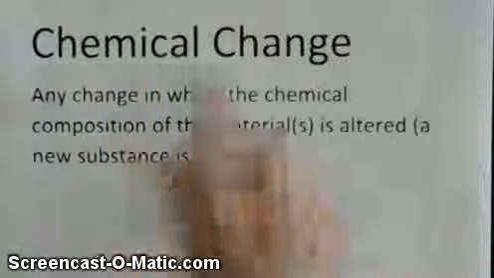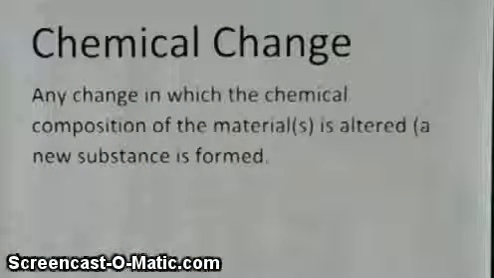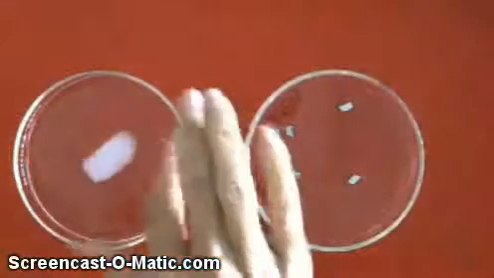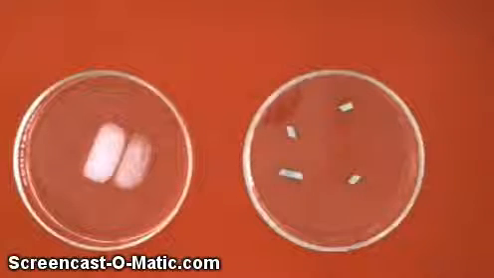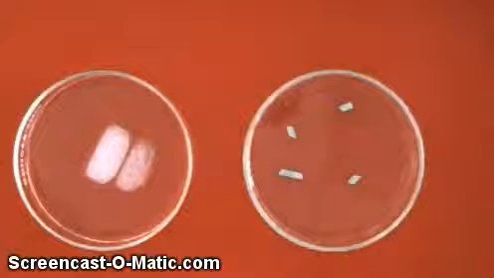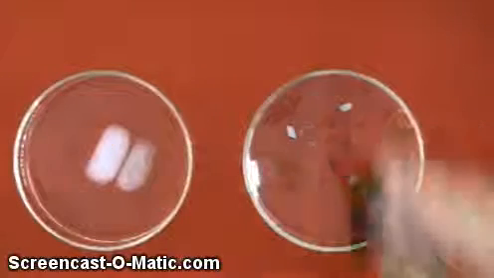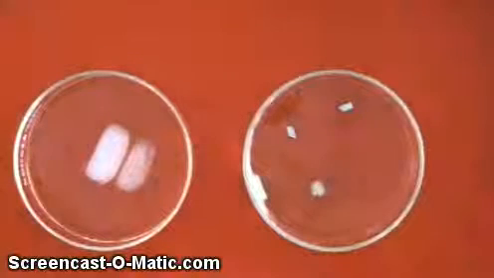A chemical change is any change in which the chemical composition of the material is altered and a new substance is formed. So let's go back to our examples again. Here I have the magnesium and here I have the water. I'm only going to show the reaction of the magnesium here with the acid. So I'm going to react it with 1 molar hydrochloric acid. I'm going to squirt it on these samples. Oh, watch carefully. I'm going to squirt some more. See if you can see the bubbles form.